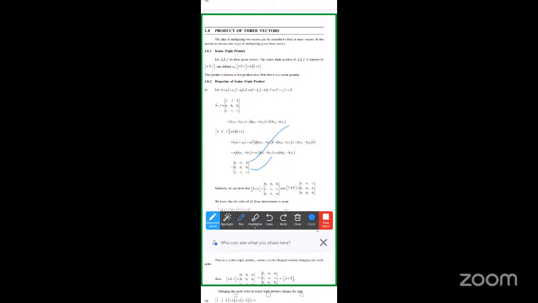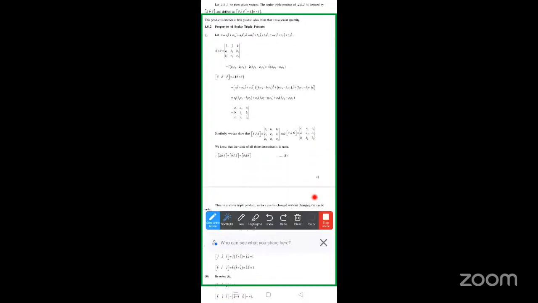Similarly, we can see that for box BCA, we can interchange the rows: B1 B2 B3, C1 C2 C3, A1 A2 A3. Similarly box CAB: C1 C2 C3, A1 A2 A3, B1 B2 B3. So this is called the triple product of vectors A, B, C, or box ABC.